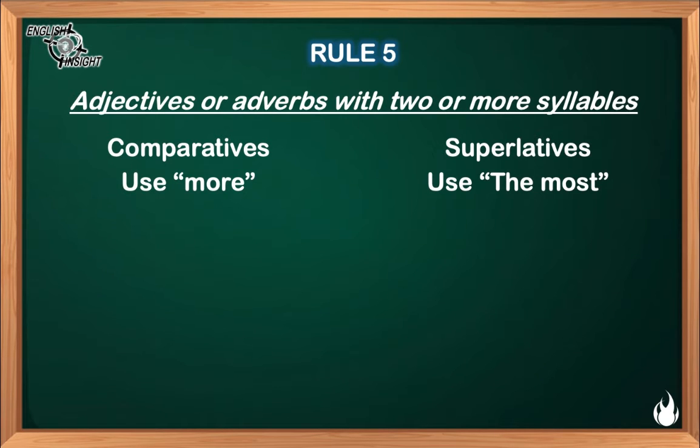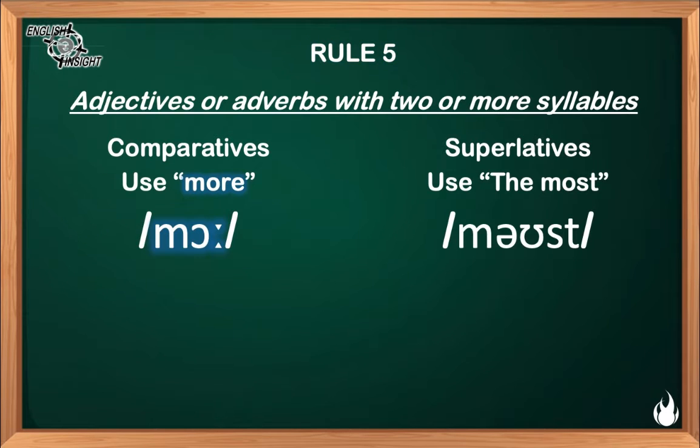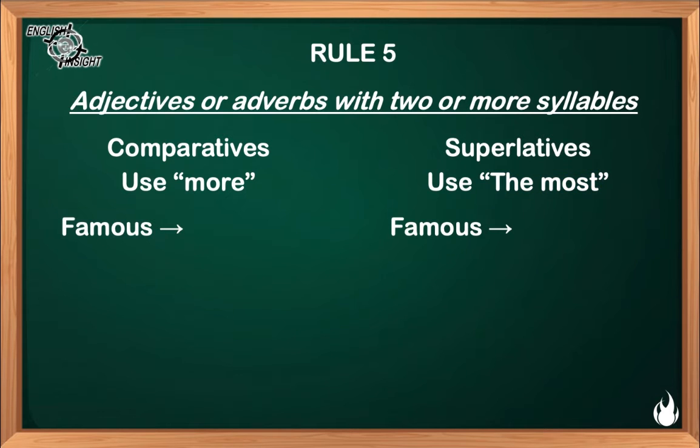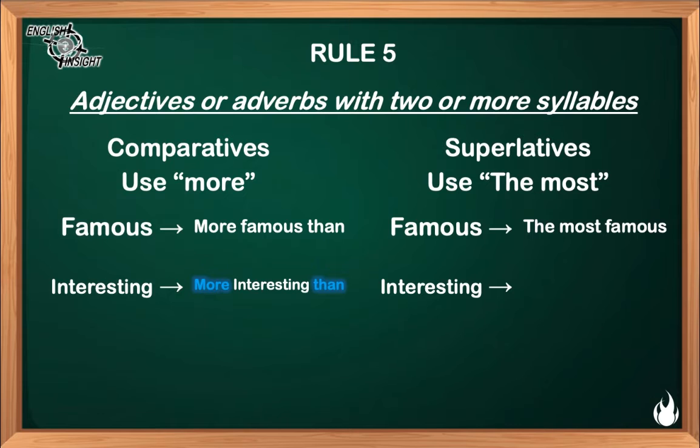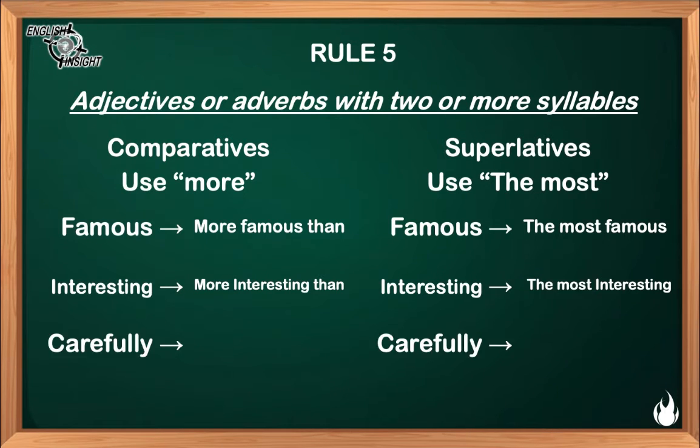Rule number 5. For adjectives or adverbs with two or more syllables, we use the comparative more and the superlative the most. More, most. For example, famous, more famous than, the most famous. Interesting, more interesting than, the most interesting. Carefully, more carefully than, the most carefully.